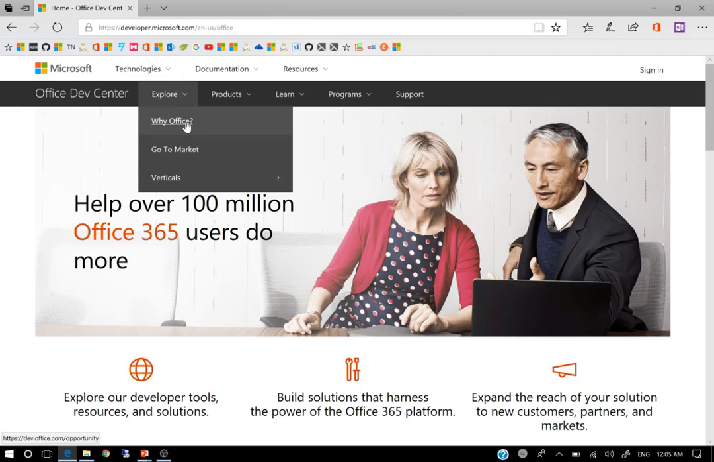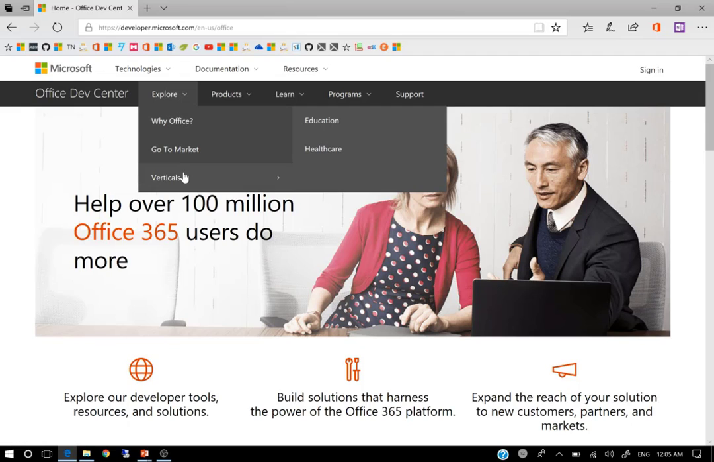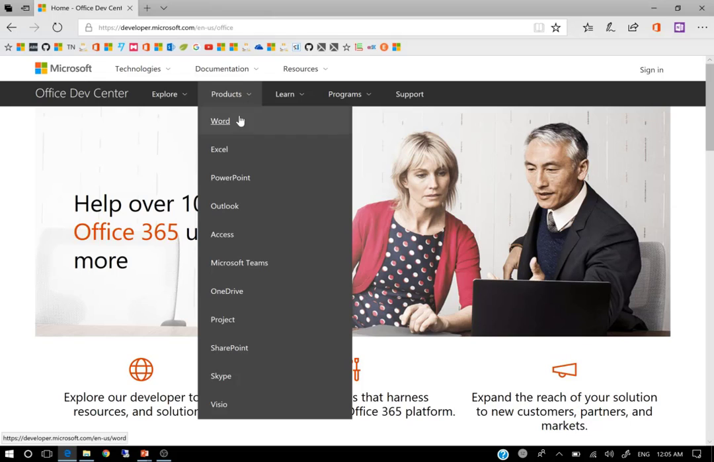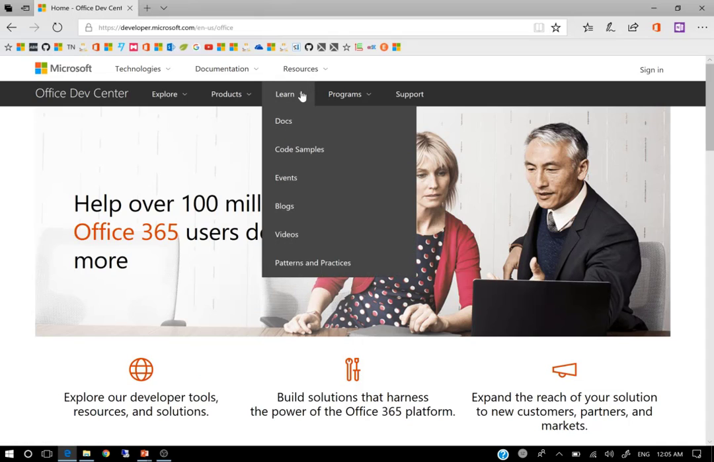Now here you will see, as Explore, you look at the go-to-market, you look at the verticals where Office development is happening. Product-wise, you have Word, Excel, PowerPoint, Outlook, which primarily define your Office add-ins and Outlook add-ins. Then you have Microsoft Teams, OneDrive, Project, SharePoint, Skype, Visio, Extensibility. Now, this is a very wide platform. So if you would like to learn about these, you can look at documentation, code samples, and events as well.